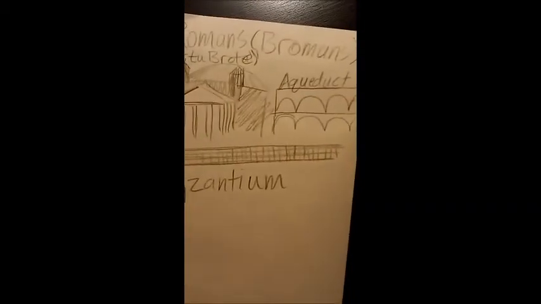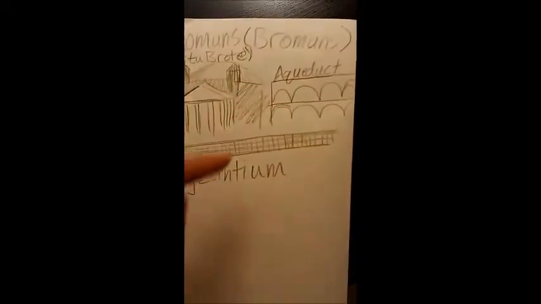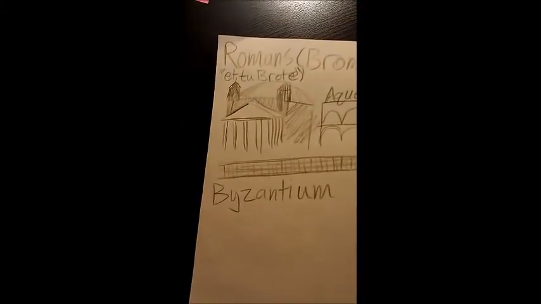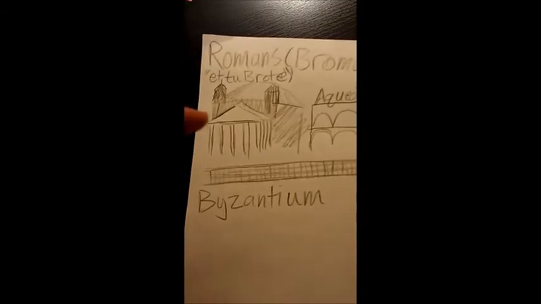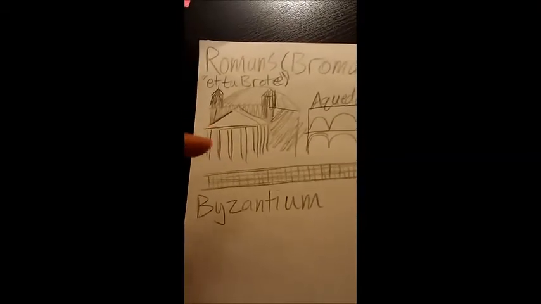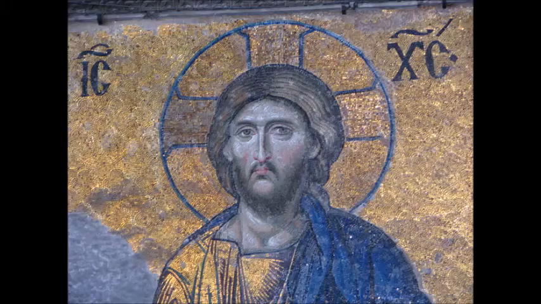In Rome, we see their more infrastructure art, such as their aqueducts and roads, but there are still some decorative art, such as their Pantheon domes. In Byzantium, we see mosaics for art, for religious figures.